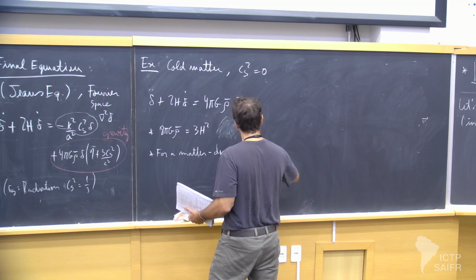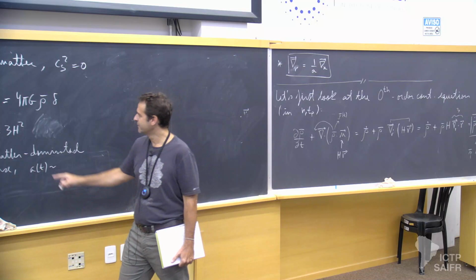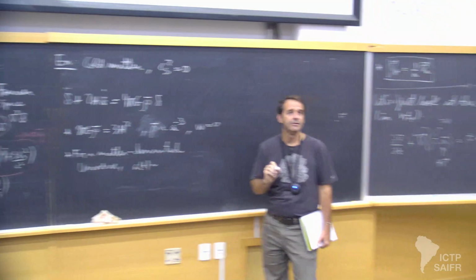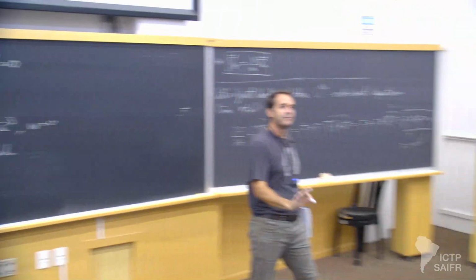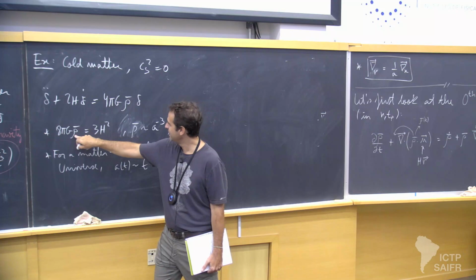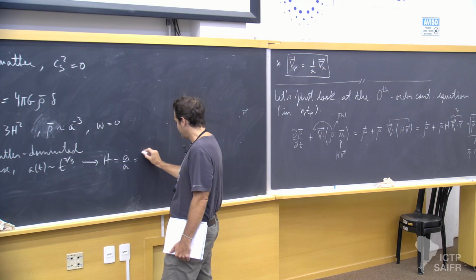universe, you remember how a of t behaves with time. You remember this? For a matter dominated universe, where rho goes like a to the minus 3, where the equation of state is 0. By the way, equation of state and sound speed are kind of related, but they're not really the same thing. Okay, so remember what this is? t to the 2/3. If you don't remember, just plug a to the minus 3 in there and solve this equation. It's a really simple equation to solve, okay? Now, if this is true, then H is just a dot over a, and it's 2 over 3t, okay?